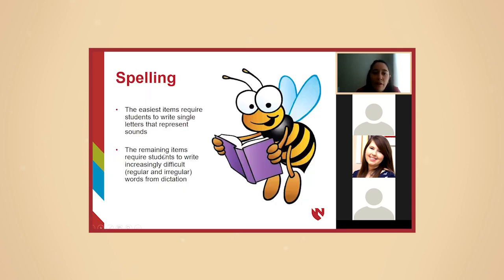Okay, we also have spelling. We have a picture of a bee, like a spelling bee. And again, we are going to ask the students to spell different words. They start very simple, but then it gets very hard.